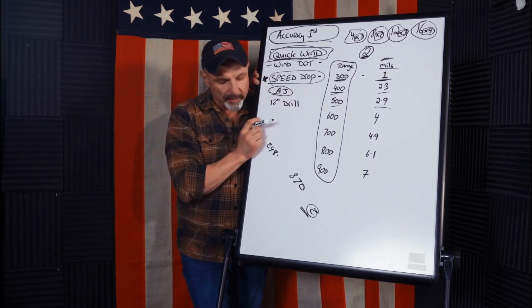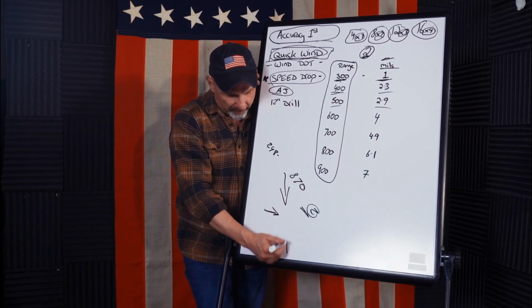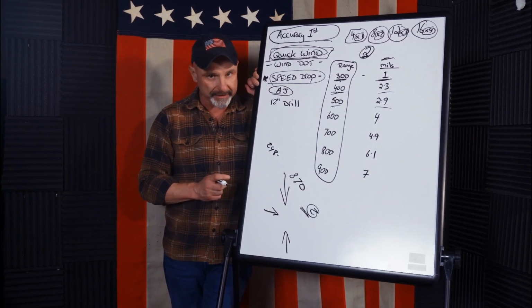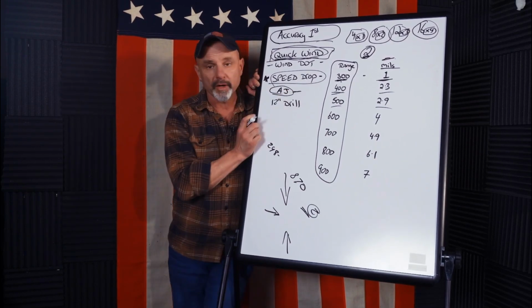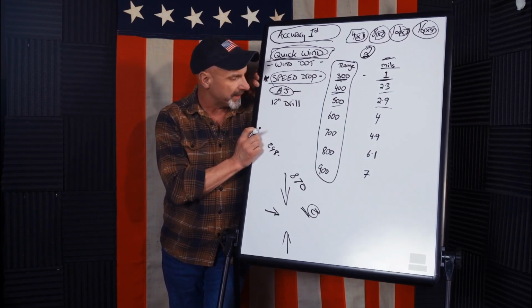Aerodynamic jump, we talked about that. If this is my rifle and I have a heavy wind coming left to right or right to left, it's going to have a vertical component on your elevation. This will tell you what your AJ value is based on all the parameters you've put in.